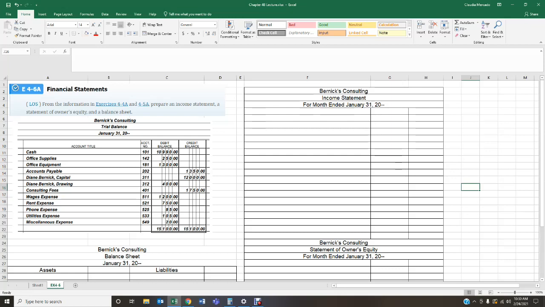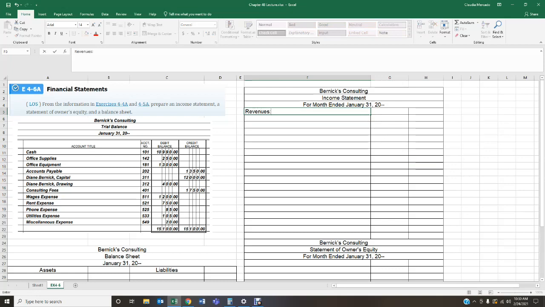Okay, so let's start with the income statement. There's two things that go into our income statement. That is your revenues and your expenses. If your revenues are greater than your expenses, then you've got net income. If your expenses are greater than your revenues, then you've got a net loss. So very simple. There's just two things that you have to remember: revenues and expenses. Okay, so let's start off with our revenues.